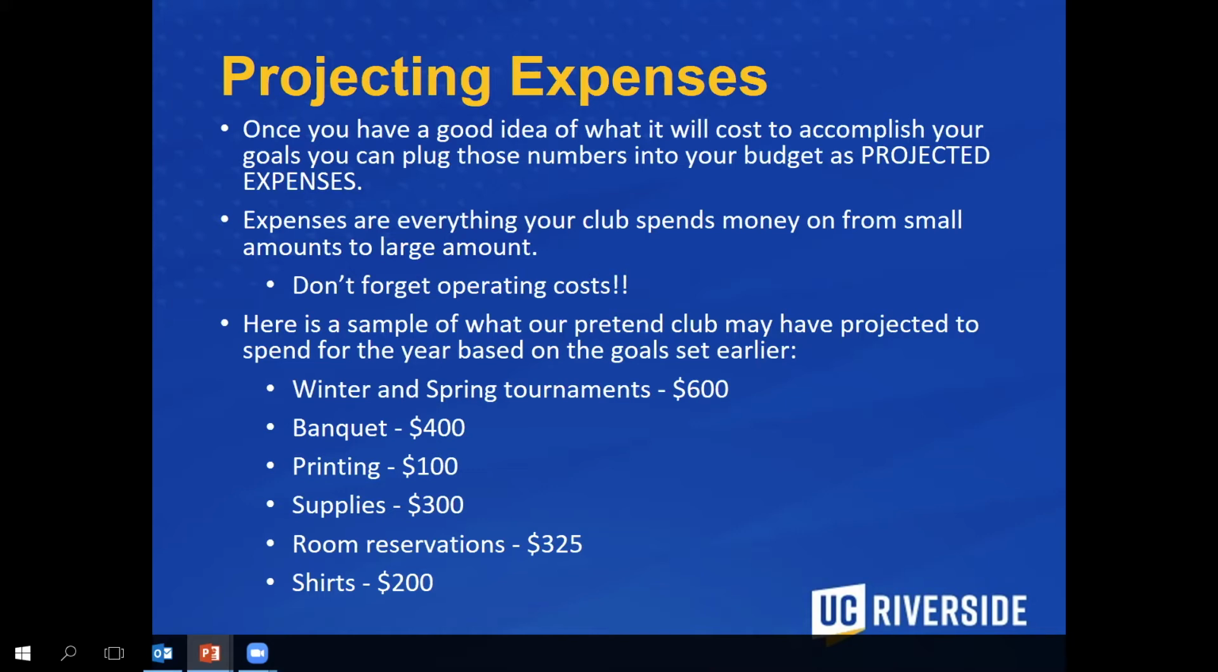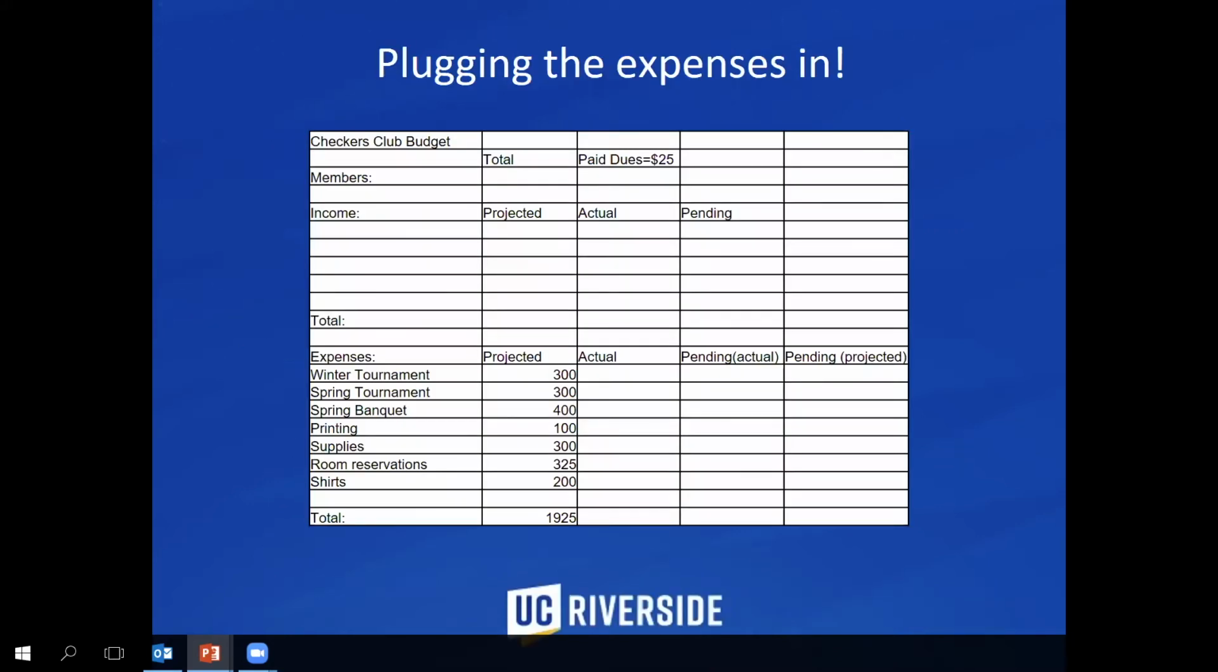Let's plug those numbers in. So those numbers would go here under expenses and projected. And you can see all of those numbers have been lined up. And at the very bottom is a total of what they project to expend for the year, or what their total costs for the year will be.